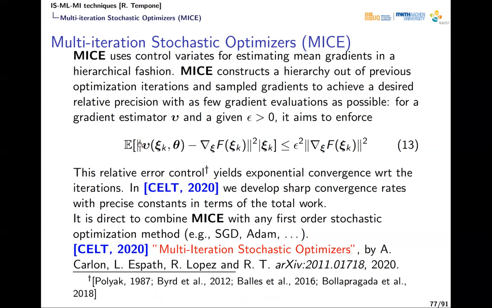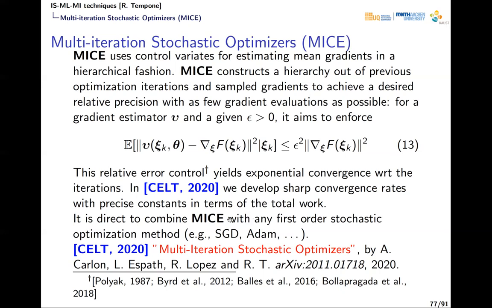So the mean gradient is here, our constructive estimator is here, and we want to control this difference in L2 sense in comparison to the actual unknown norm of this desired gradient, up to a factor epsilon that is given, and we keep constant through the iterations. This relative control, and it's already known in the literature, yields exponential convergence with respect to the number of iterations. What we did in this recent work, this is in arXiv, we developed sharp convergence rates with precise constants in terms of the total work, not just the number of iterations, but we can actually use this multi-iteration construction to save on the computational work.